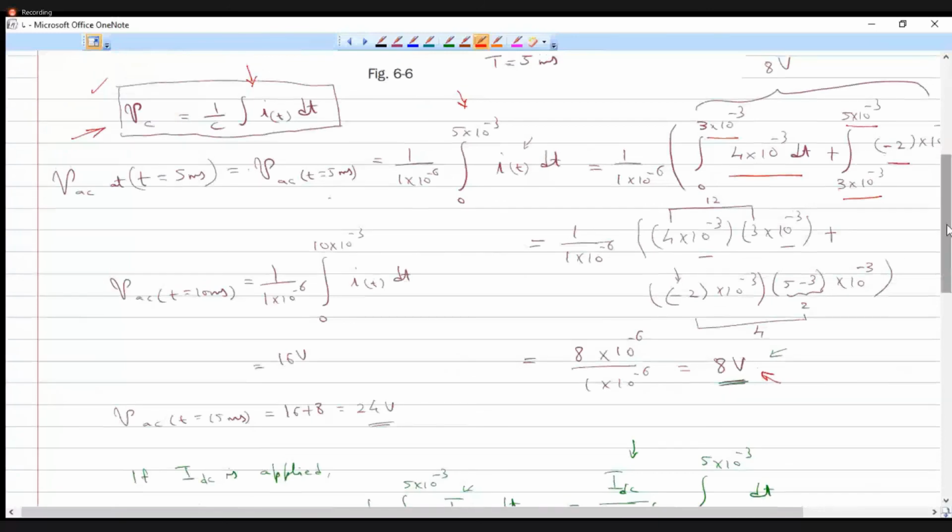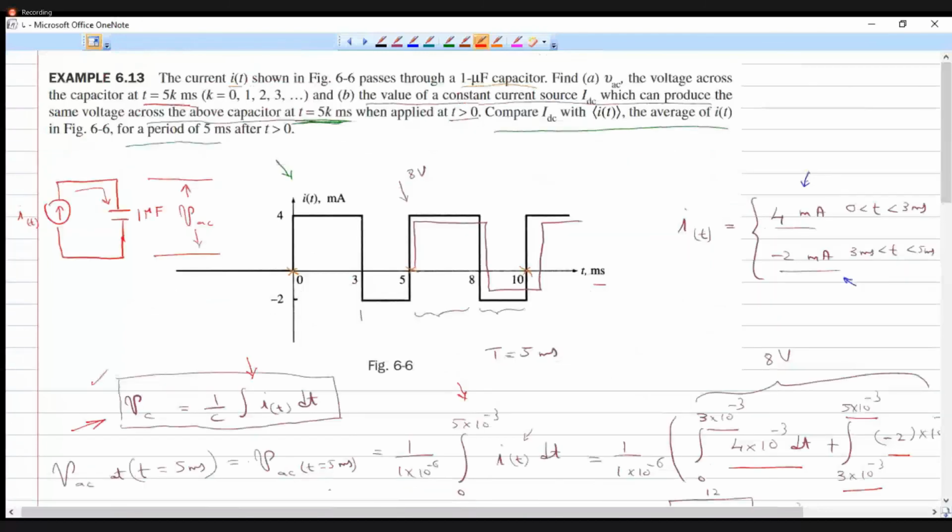Now the second part of the question asked us to replace this current with a constant current source. Instead of a time varying current source, we have now replaced it with a constant current source, I DC, represented with a capital letter. What should be the value of this current so that we will have the same voltage across the capacitor that we obtained in the earlier case?